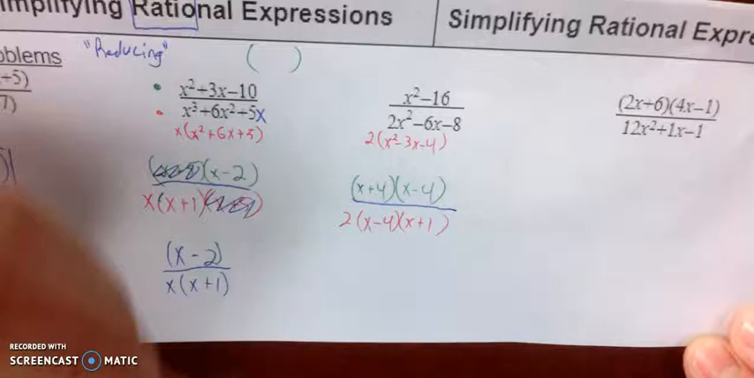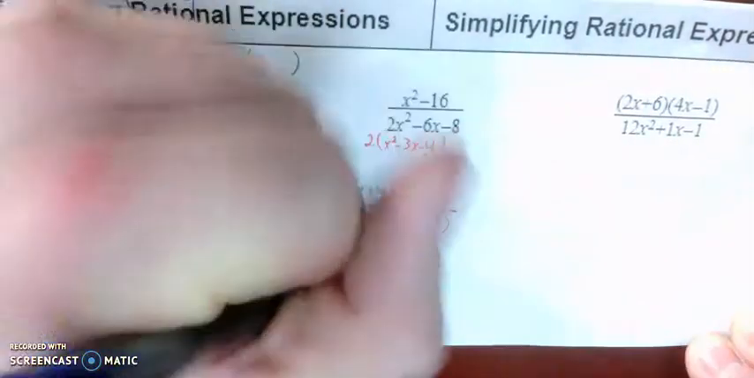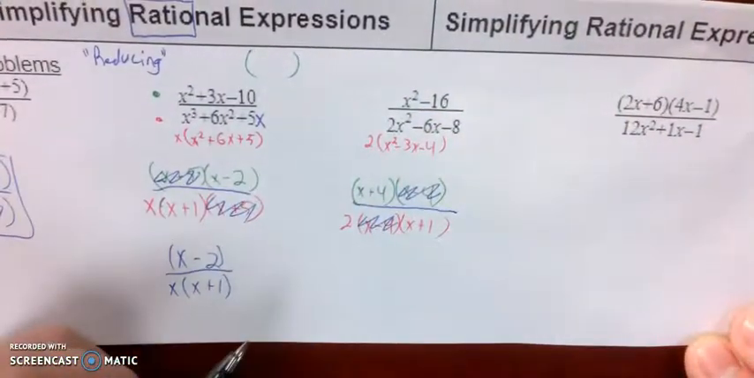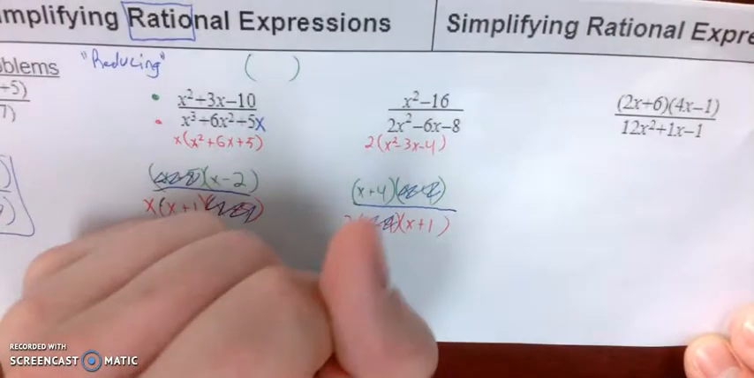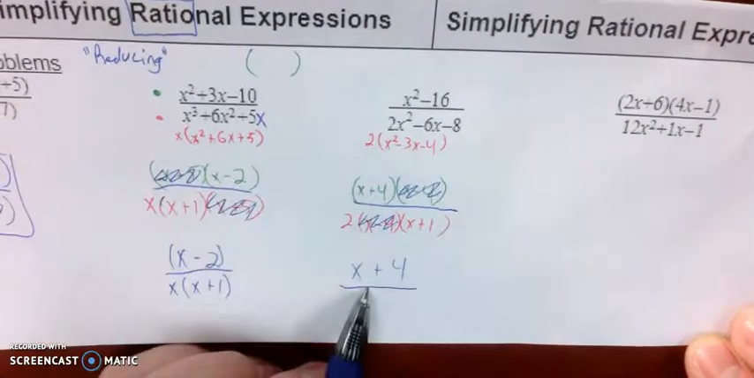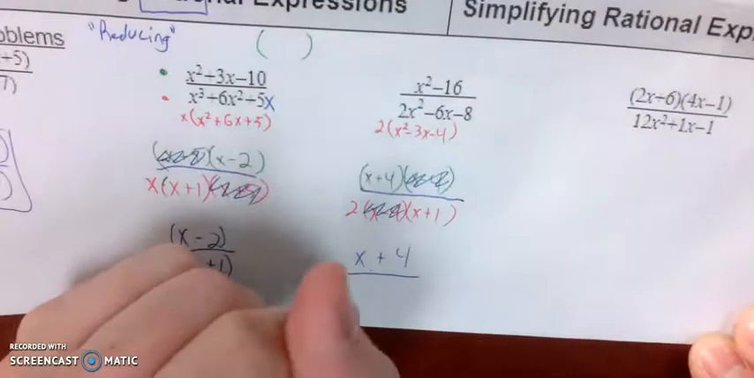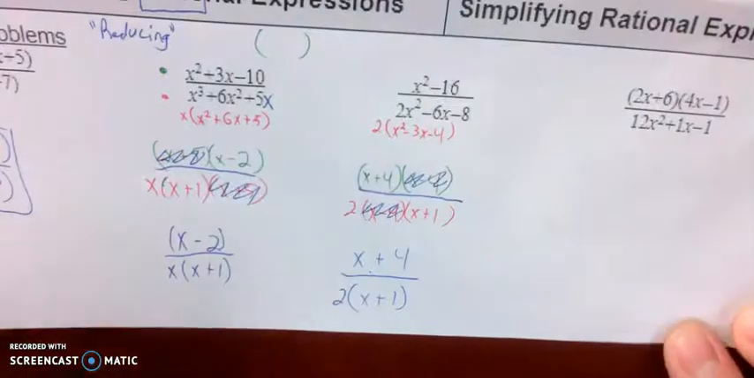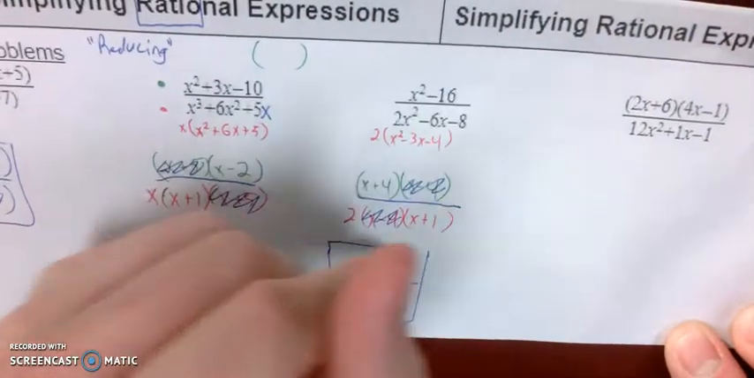Now we look for things that cancel. X minus 4, x minus 4. Gone. And that's the only thing that's left. So I'm left with an x plus 4. Again, since that's the only factor, you can put parentheses around it, you don't have to. Over 2 times x plus 1. And that would be our final answer.